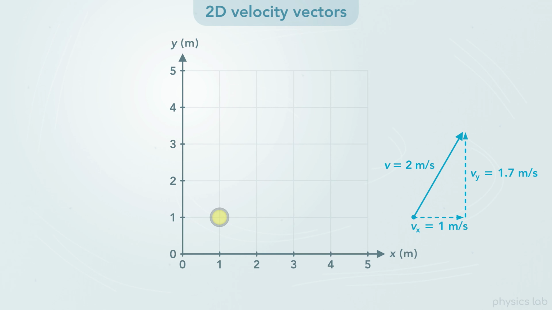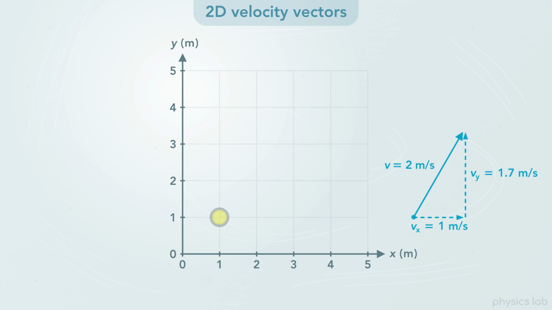But if we imagine the stone is casting a shadow onto the x-axis, and we follow its x position over time, then the velocity of this shadow is 1 meter per second to the right. Over a period of 1 second, the actual stone moves 2 meters in the direction of its motion, but the shadow moves 1 meter along the x-axis. This is just geometry. The stone moved 1 meter to the right in 1 second, so its velocity to the right is 1 meter per second.